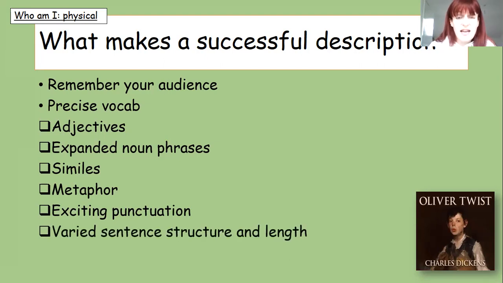Varied sentence structure and length. That shows me that you're a really confident writer because you're manipulating the sentences that you're writing to make them the best that they can be and the most interesting to read as a reader.